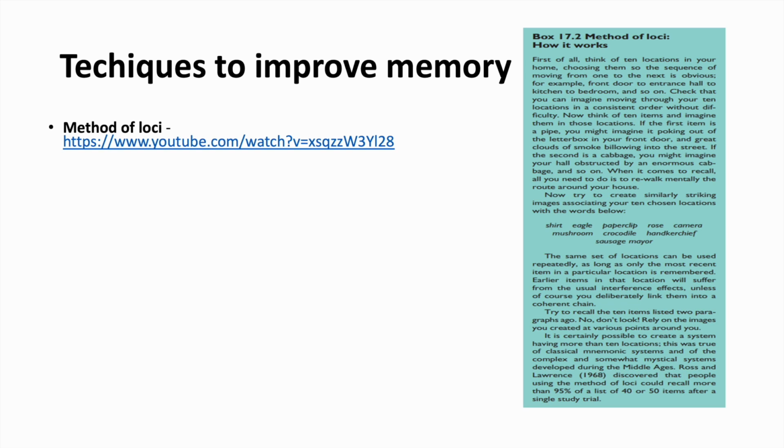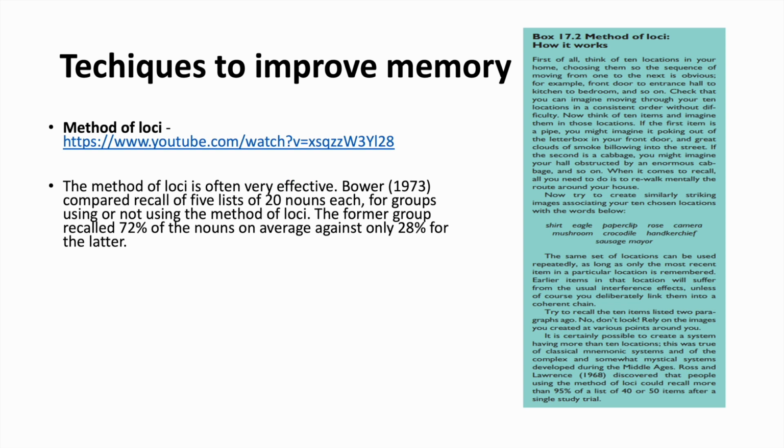So for example, if you are trying to remember 10 words, you can remember those words by pairing them with every step of your journey to work. So I passed the post office. I want to remember a red ball or something like that. The method of loci is often very effective.